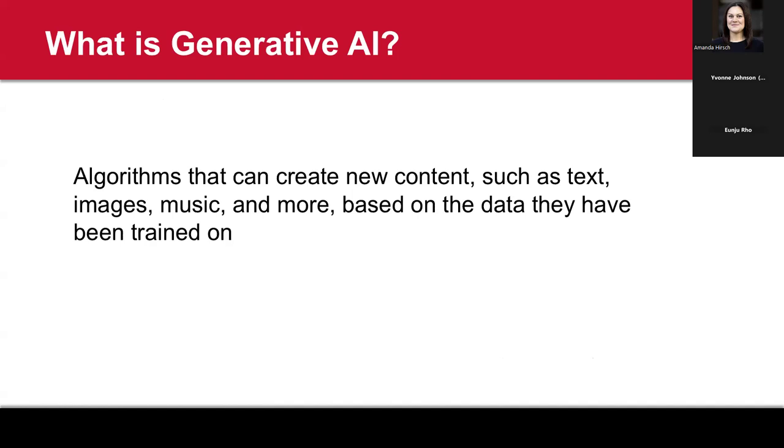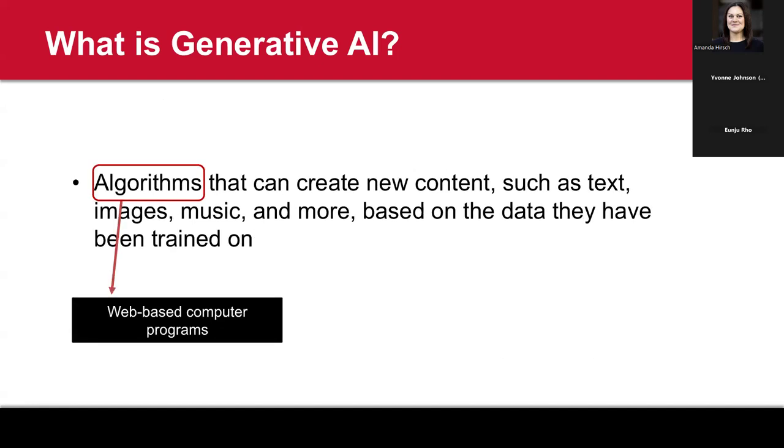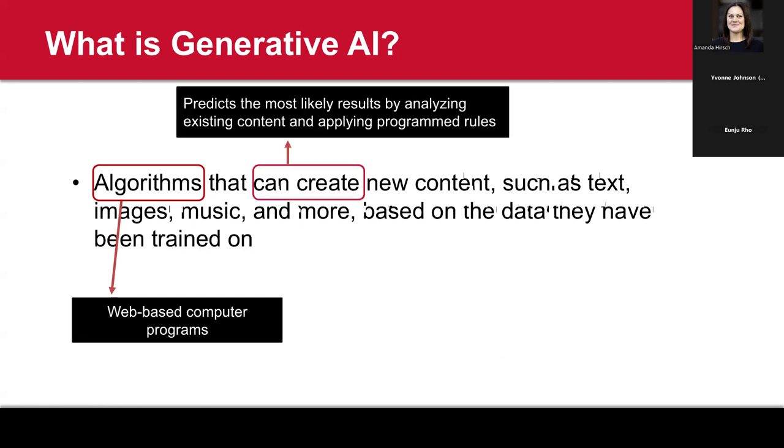So first of all, what is generative AI? Algorithms basically that can create new content such as text, images, music, and more based on the data that they have been trained on. So let's break this down. Algorithms, web-based computer programs, can create, so it'll predict the most likely results by analyzing existing content and applying programmed rules to that content. So it's not actually creating anything, it's predicting results.